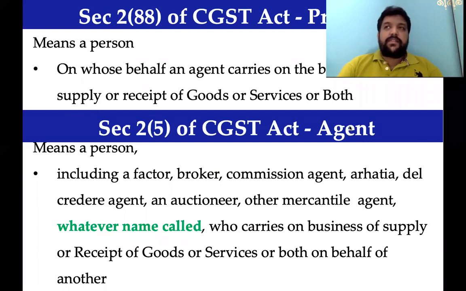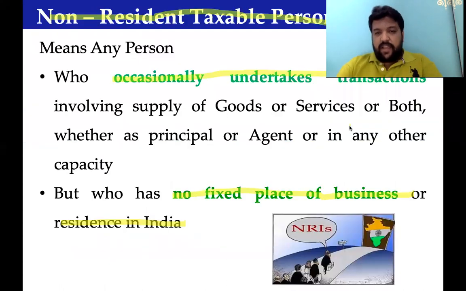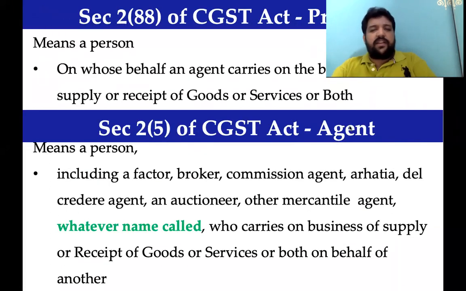The point here is Justin Bieber came here, conducted a show, occasionally engaged in a business transaction, having no fixed place of business in India, then he would be treated as a non-resident taxable person. Without a place of business in India, if they come and engage in certain commercial activity, they would be treated as a non-resident taxable person.